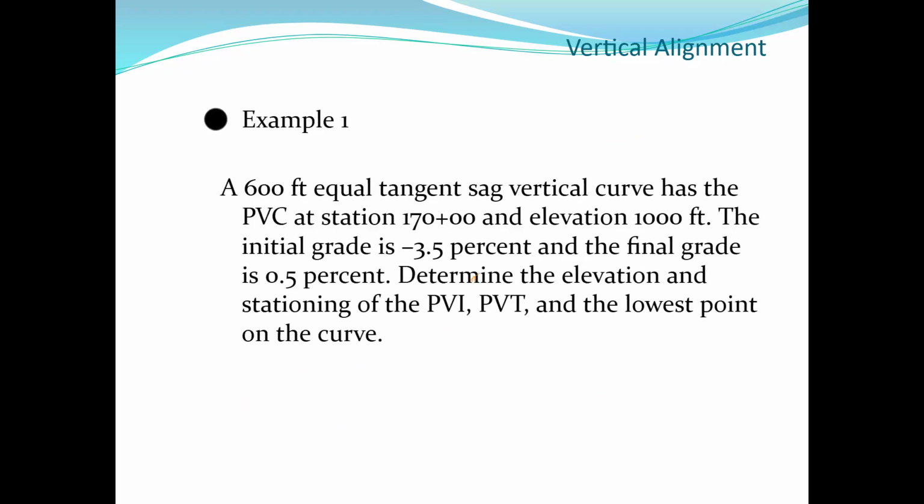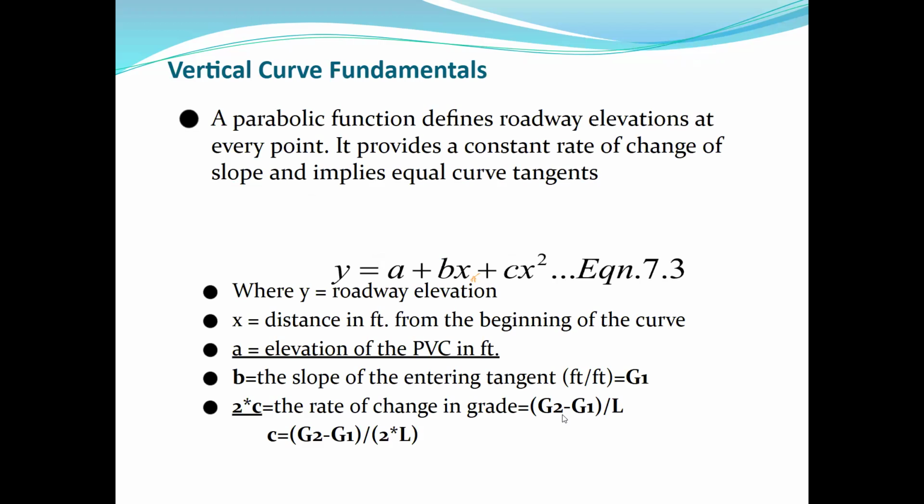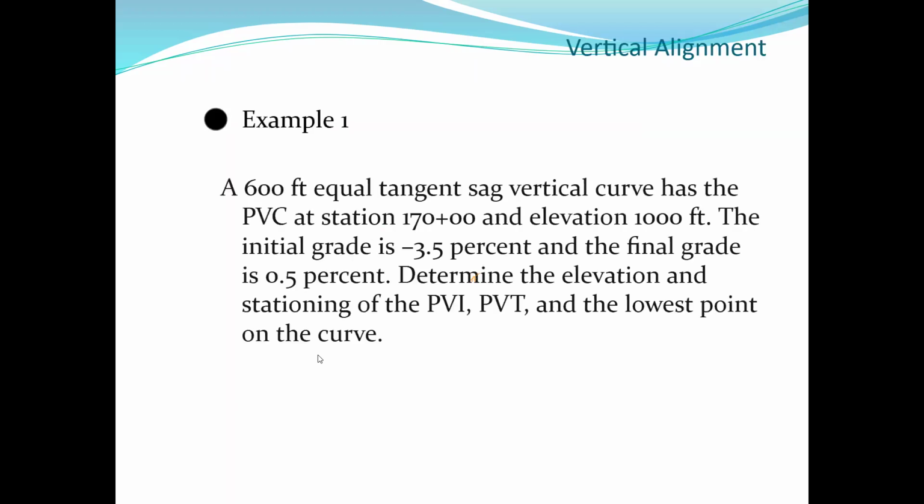Let me ask you this. If I write the equation as y equal to a plus bx plus cx squared, let's figure out what we know about this equation. Do I know the value for small a here? Small a is the elevation of PVC. If you look at what we defined as a, it's the elevation of PVC in feet. So in this case, a will be equal to 1,000 feet.